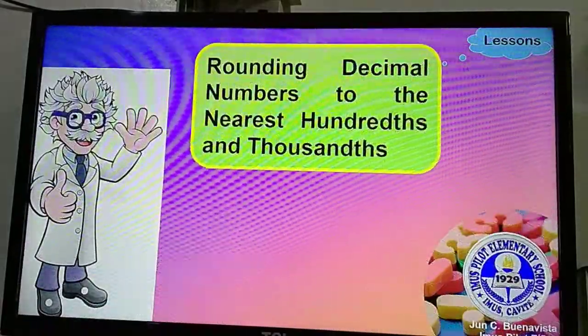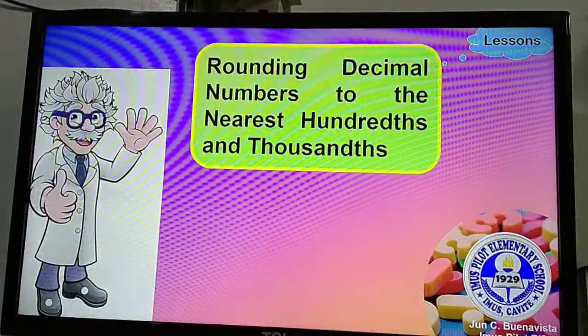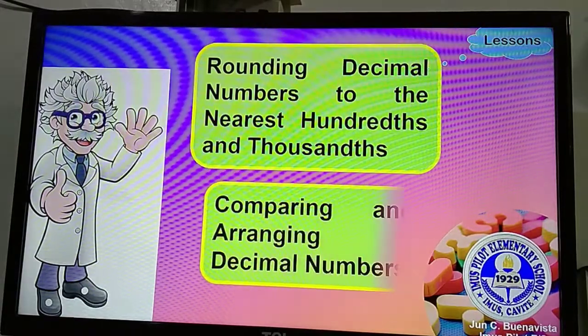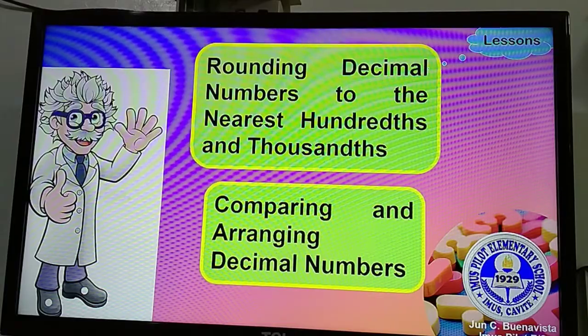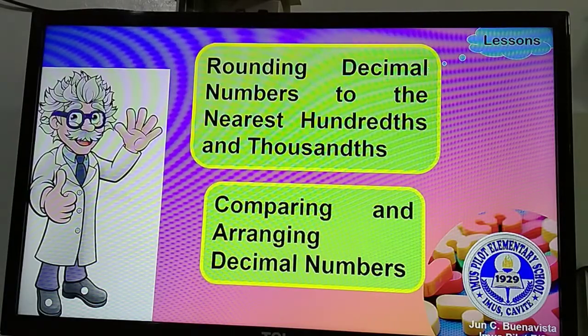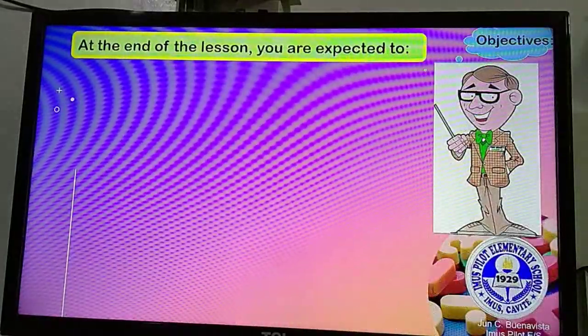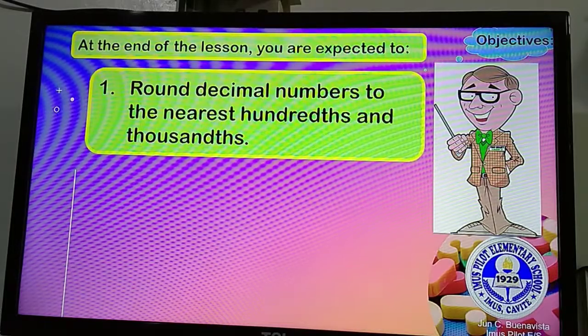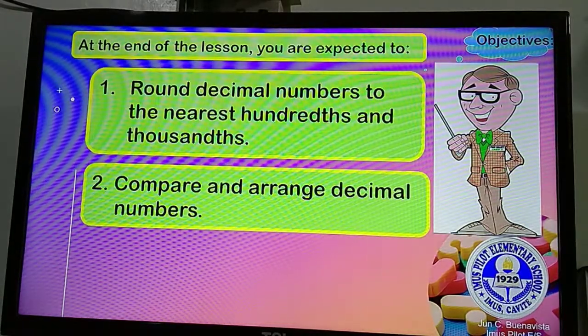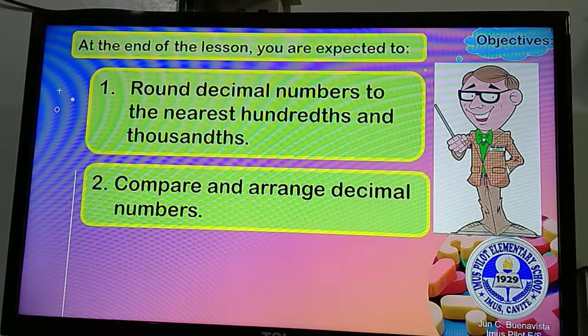Okay, our lesson for today is all about rounding decimal numbers to the nearest hundreds and thousands. And also we're going to compare and arrange decimal numbers. At the end of the lesson, you are expected to round decimal numbers to the nearest hundreds and thousands, and compare and arrange decimal numbers.